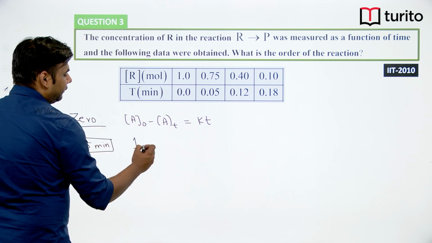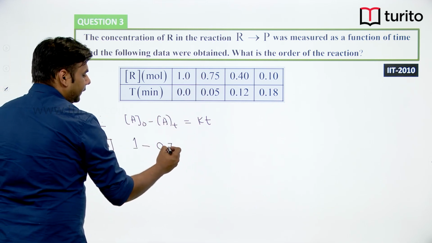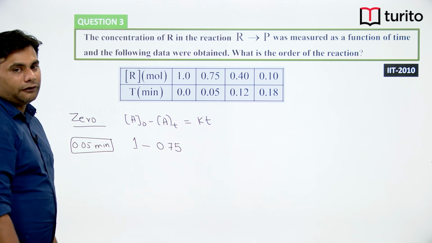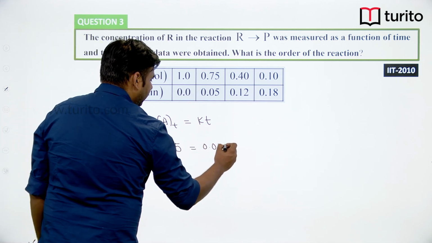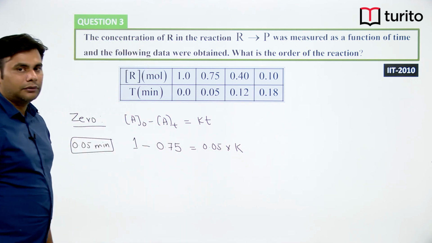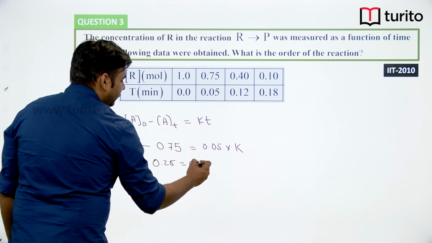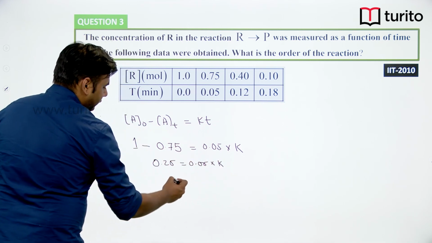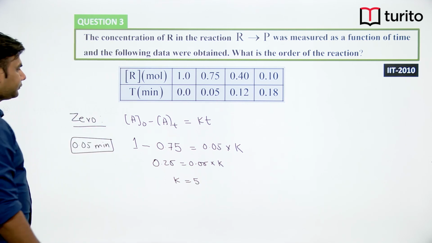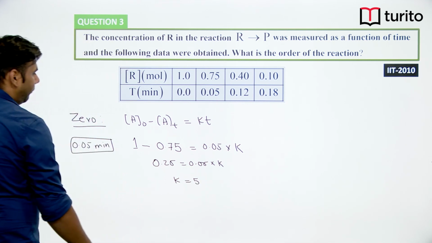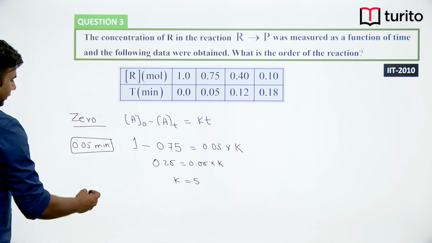So this is basically 1 minus the concentration at time 0.05 minutes, which is 0.75. So this is going to be 0.05 into K, okay. So this is basically 0.25, which is equal to 0.05 into K. So K is basically 5 in this case, okay. The unit will be moles per liter per minute, okay.